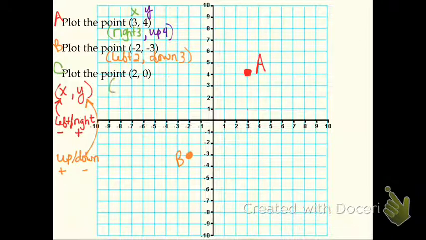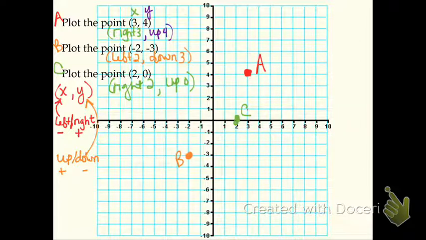2 is positive, so that means right 2. The 0 is neither positive nor negative, so it's up or down 0, which means you don't go up or down at all. We'll just say up 0, I guess. And so from the origin, we go right 2, and then we go up or down 0 spaces, which means we stay where we are. So this point is our point at 2, 0.